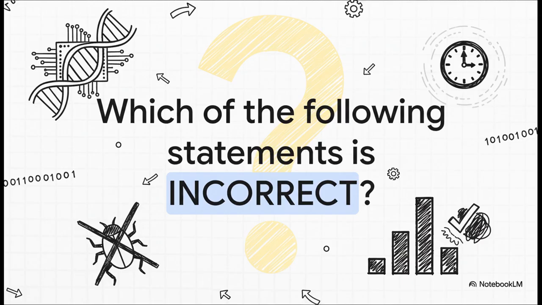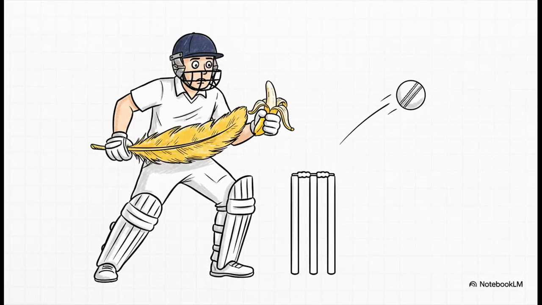3, 2, 1. And the answer is B. Of course it's B. Saying a biologist doesn't need statistics is like saying a cricketer doesn't need a bat. Come on. The whole point of this chapter is that we need these amazing tools like R to handle statistics and data. So B is definitely incorrect. Well done if you got it right.